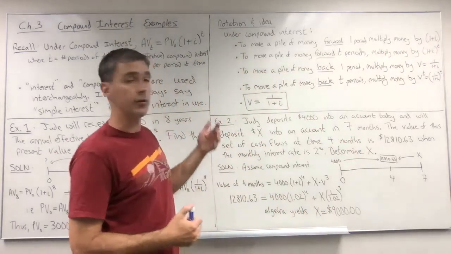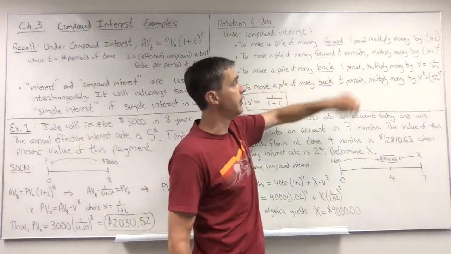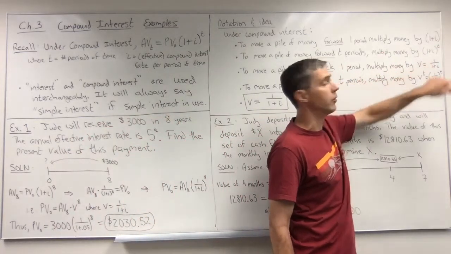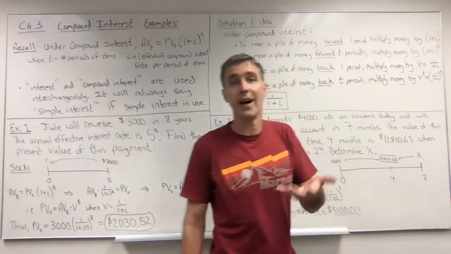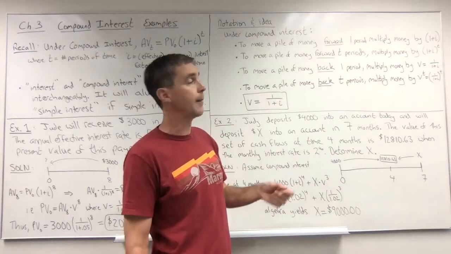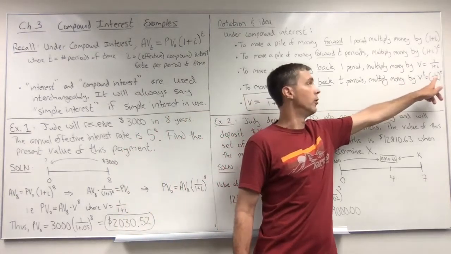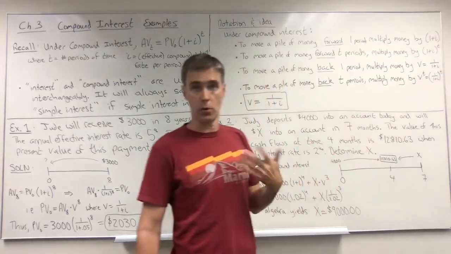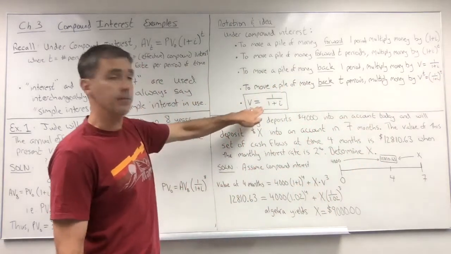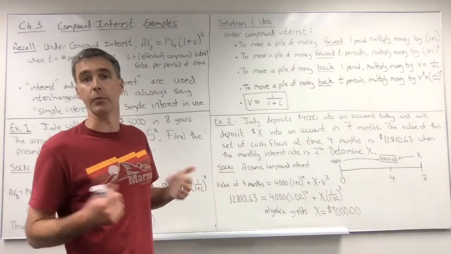And in the last example, we learned about how to move money backwards in time. So to move a pile of money back one period, I'm going to multiply that pile of money by v, which is 1 over 1 plus i. In other words, divide it by 1 plus i. And if I want to move the pile of money back t periods, I'm going to multiply that pile of money by v to the t, or in other words, 1 over 1 plus i to the t. Or if you like, divide by 1 plus i to the t. So there's v, memorize it. It moves money back one period when you multiply by v.